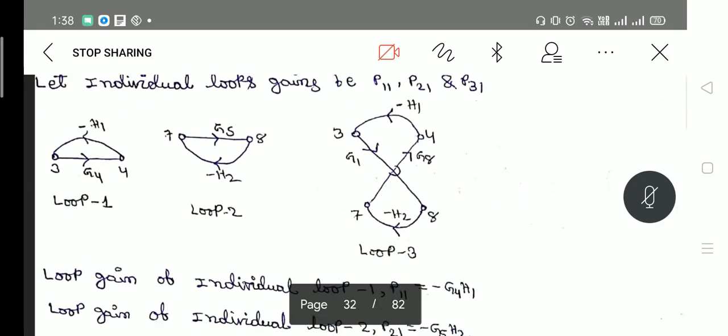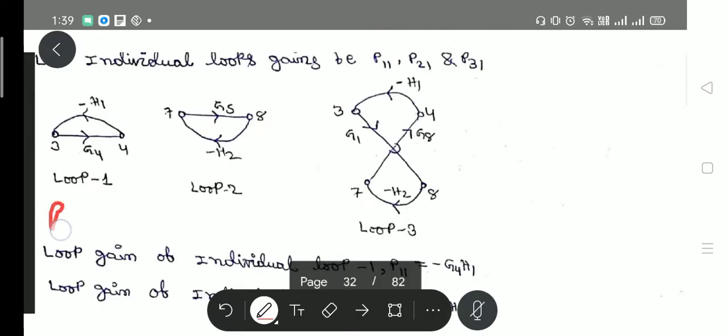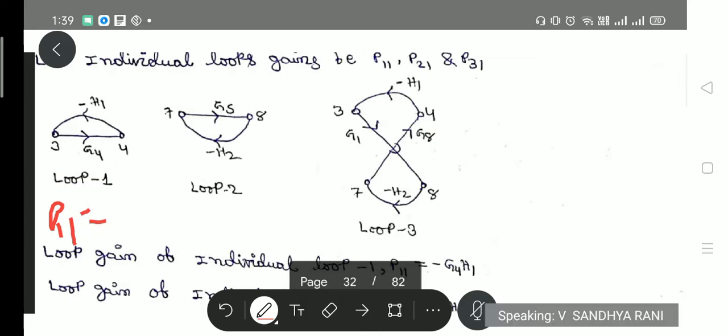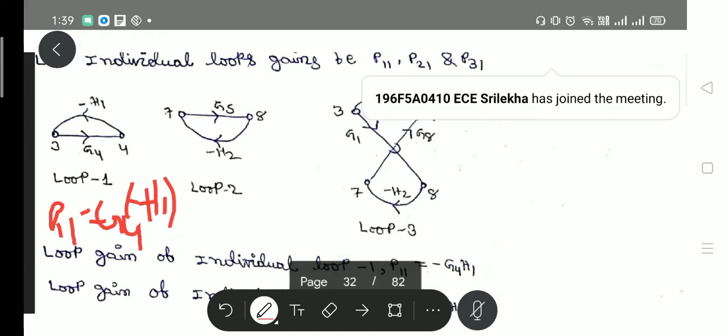Okay, 3, 4. So here the elements are G4 and minus H1. The first loop gain I am taking as P11. P11 is equal to G4 into minus H1, so minus G4 H1. That is the first loop gain.